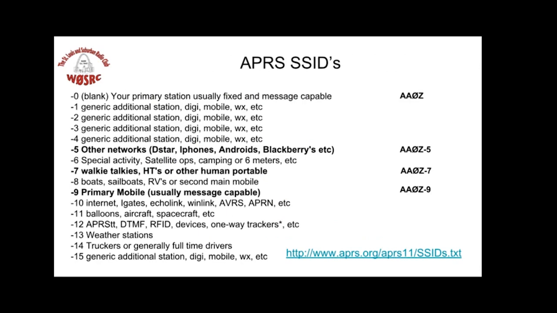So you need an SSID. It's the number after your call sign. Here's the standard. 0 through 15. The most used are -5. So you'll see a lot of those. Those are your iPhones, your Blackberries, your Androids, okay? 7s are walkie-talkies, and you don't have to do this. This is not the law, but it's pretty much what everyone does. So if I'm going to program this guy, I'm going to make him -7, okay?